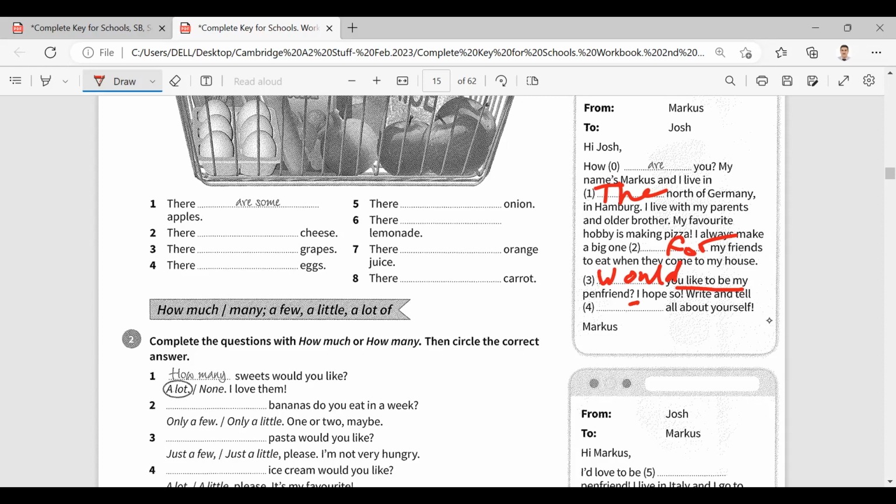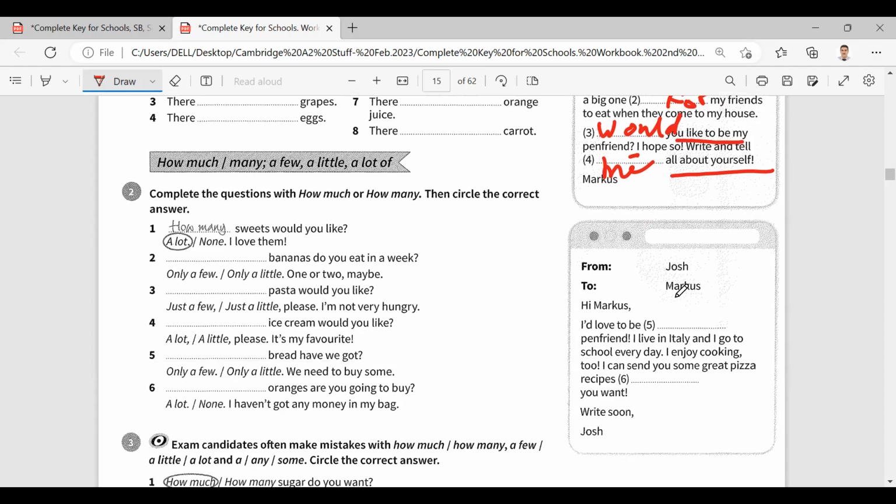Okay. Write and tell all about yourself. We need what? After tell, what should you write after tell? Tell me? No. Write and tell me all about yourself. Or write about yourself.